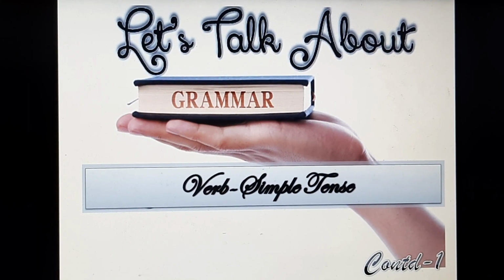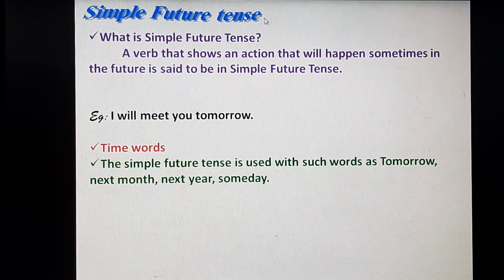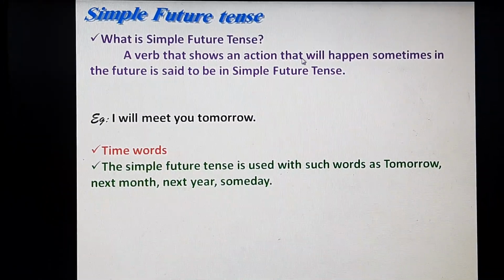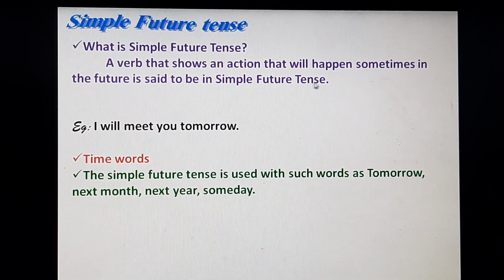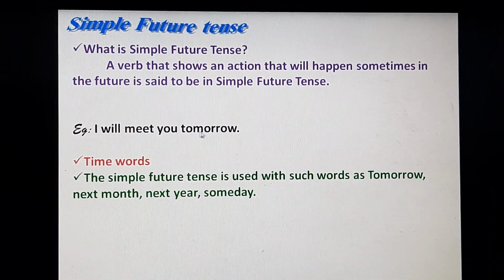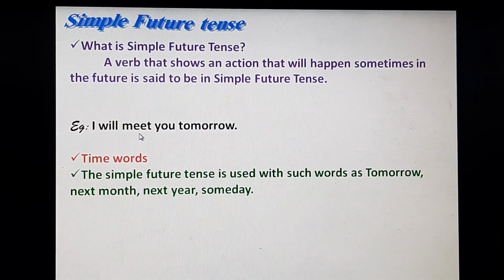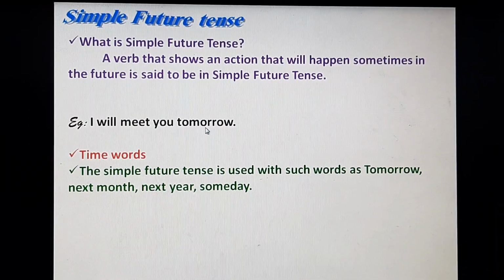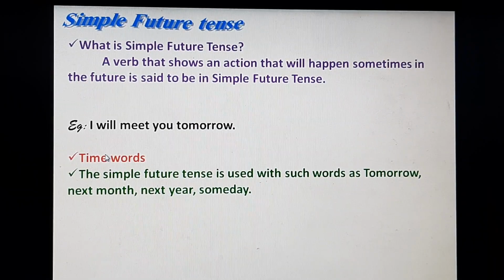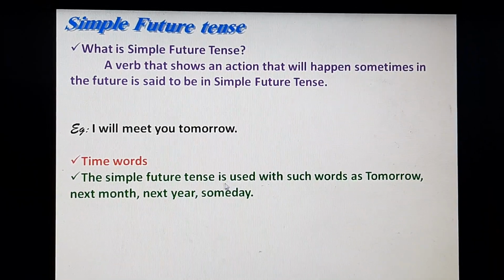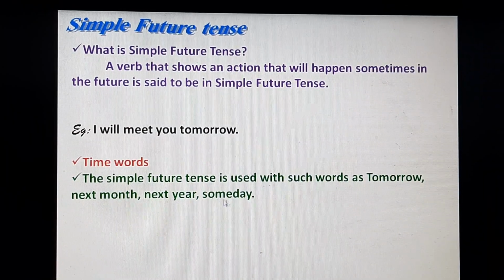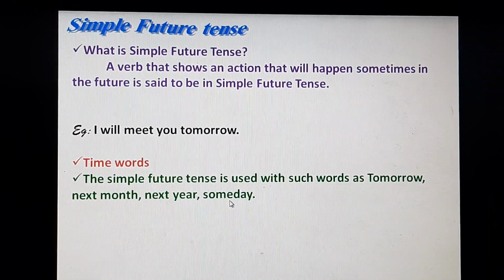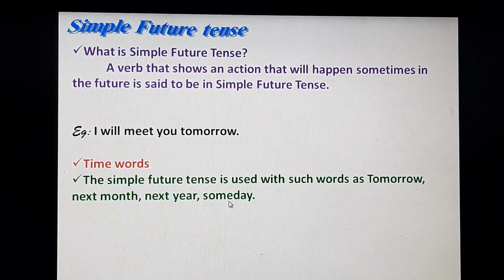Let's continue with the simple tense. Simple future tense: a verb that shows an action that will happen sometime in the future is said to be in the simple future tense. I will meet you tomorrow. Will meet is your future tense verb. Tomorrow also shows future time. Time words: the simple future tense is used with such words as tomorrow, next month, next year, someday. These time words will help you to identify the simple future tense verb in the sentence.